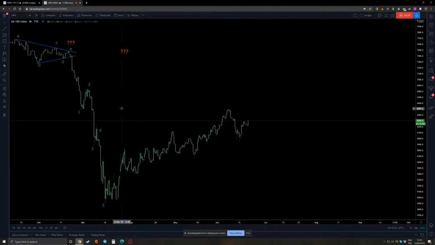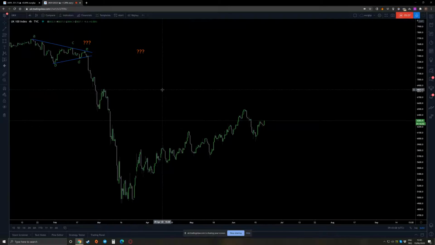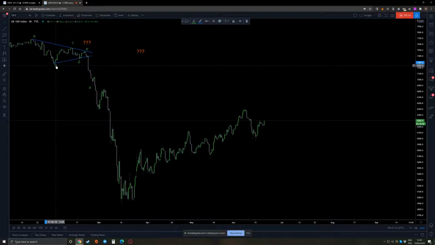Thus, you're not looking for an impulsive move. So whatever this is, it's only a complex correction. Now, what I would do is I would put it something like this. We have a wave A, a wave B, and a wave C. Now this pattern is called a zigzag pattern.